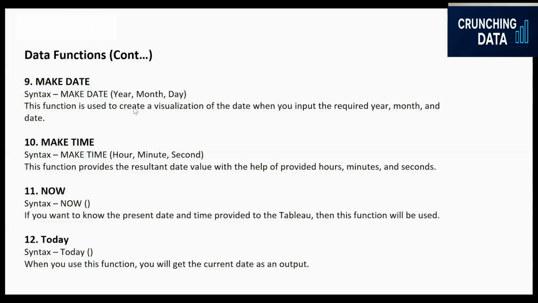So the make date function requires all these values and it would create a date for it. Then we have the make time function. This is essentially a time type data. So if you want to make a time, then you have to give these values.